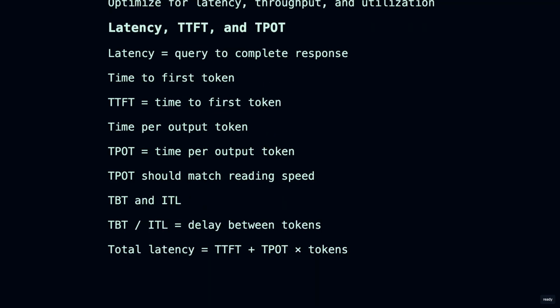This simple equation shows how the pieces fit together. A fast first token helps, but the total time still grows with the number of tokens and the per token speed.